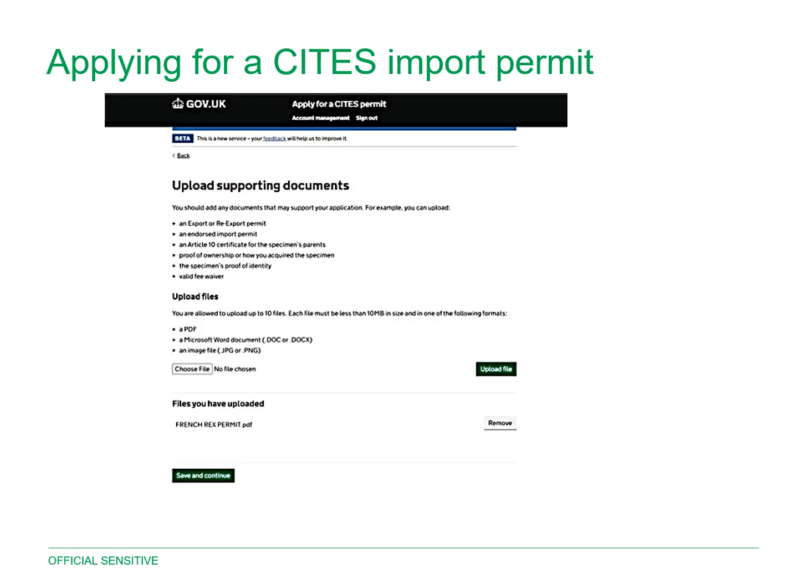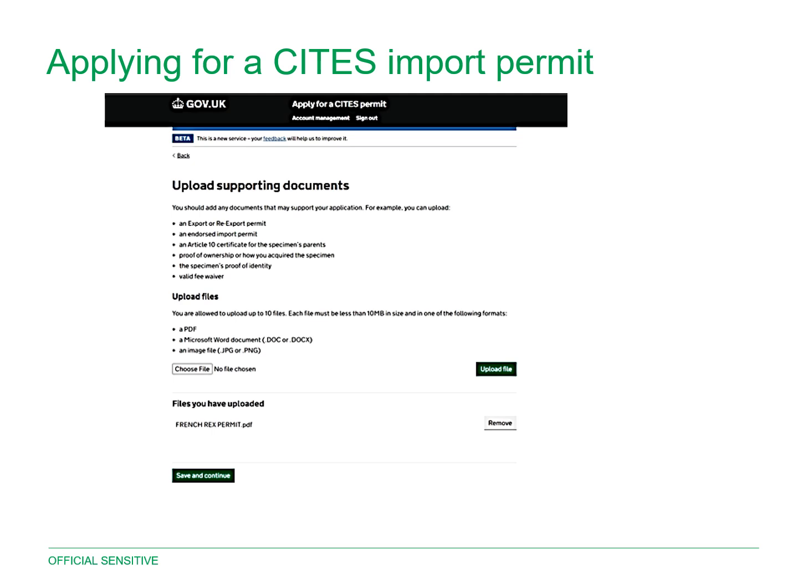The Upload Supporting Documents page will prompt you to upload any relevant documents in support of your application. It provides a list of documents you may want to upload. For an import permit application, you must upload a copy of the CITES export or re-export permit from the exporting country. Not doing so may delay your application.